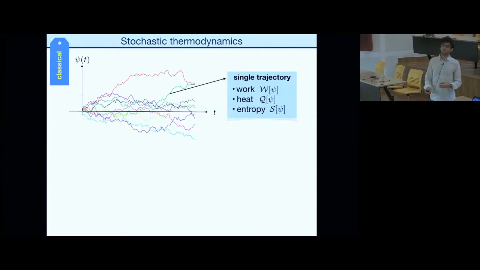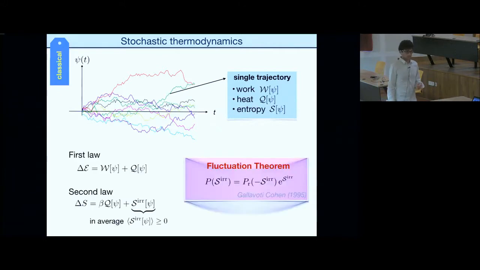This is typically the trajectory of a classical system coupled to some stochastic bath, right? And depending on the history of the bath, you will have different histories of your system, okay? And for each of these trajectories, you can actually define work as a functional of the trajectory. You can define heat, and you can also define entropy. This is stochastic thermodynamics.